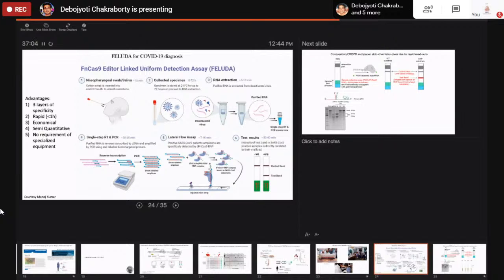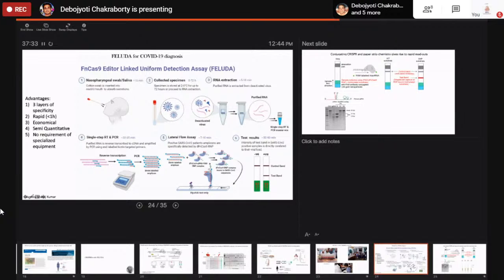You have the RNA from an individual, from the saliva basically, and then you extract the RNA. You do a single step of RT-PCR. Here, RT doesn't stand for real time, but rather for reverse transcription PCR, and then you combine the CRISPR biology with paper strip chemistry to have a readout like this, where in a negative strip you would not have any band, in a positive one you would have the test band, and you will always have a control band which tells you that the experiment actually worked.